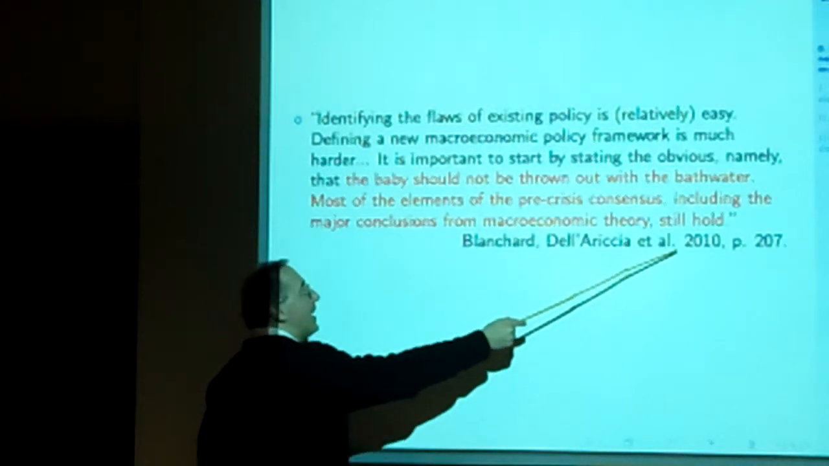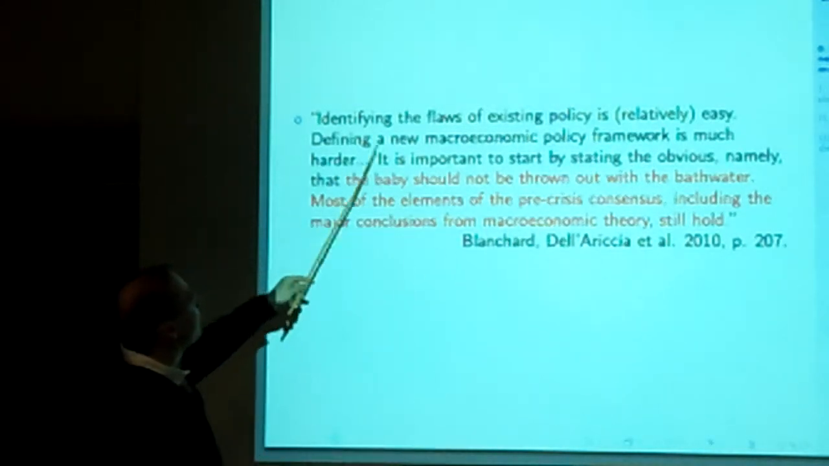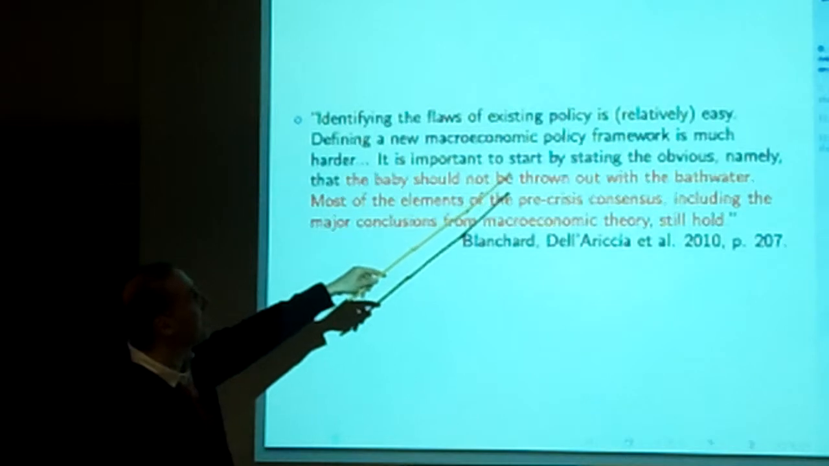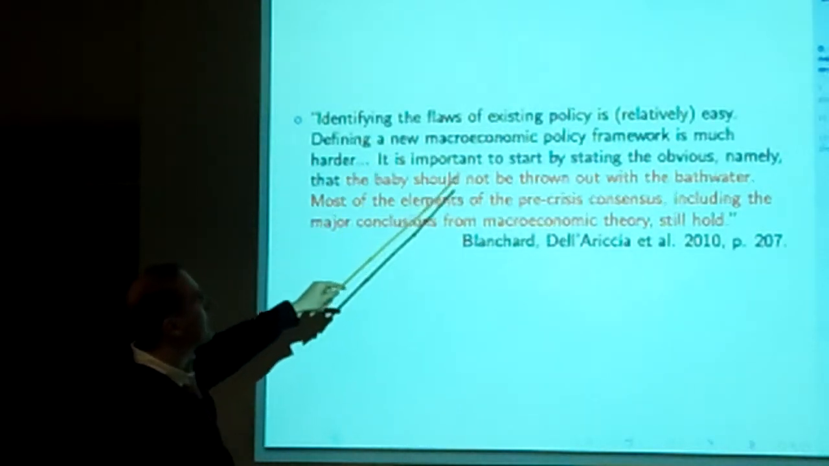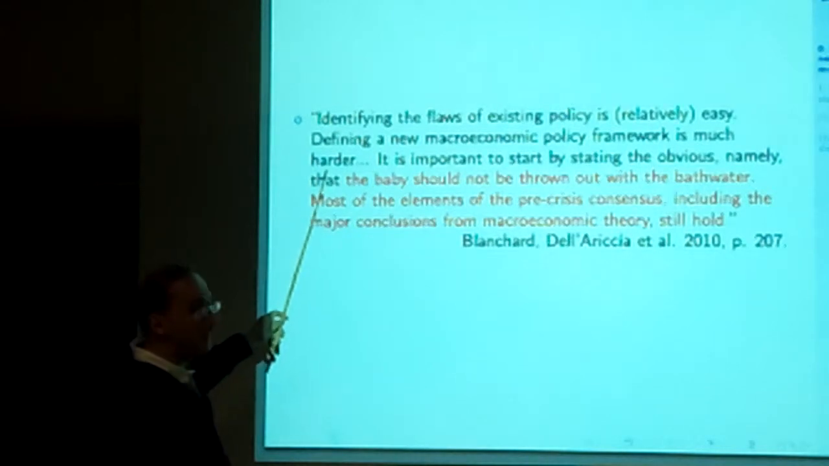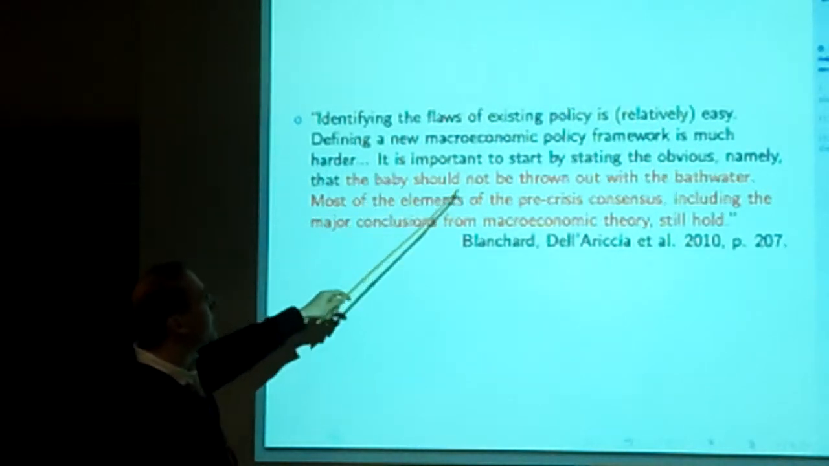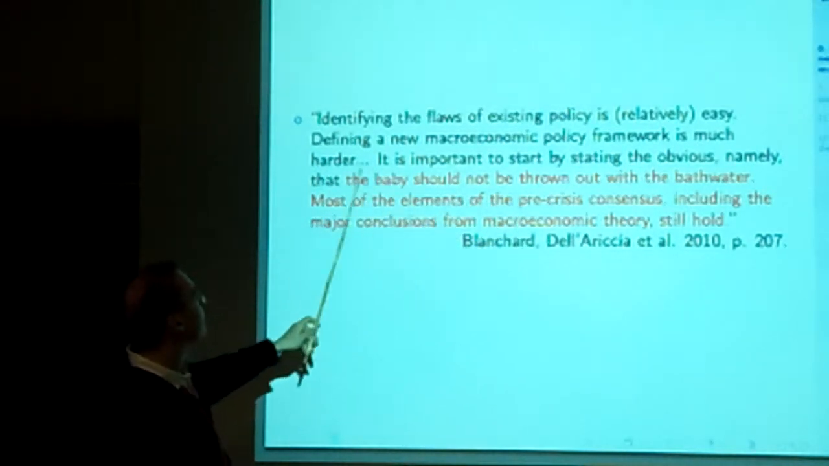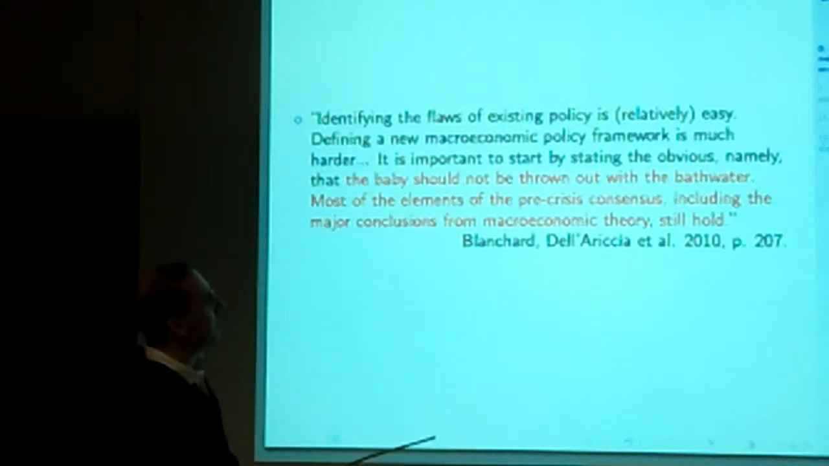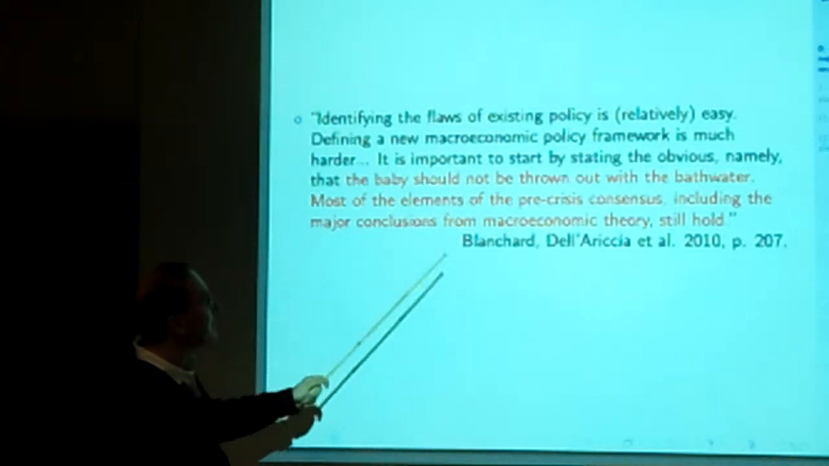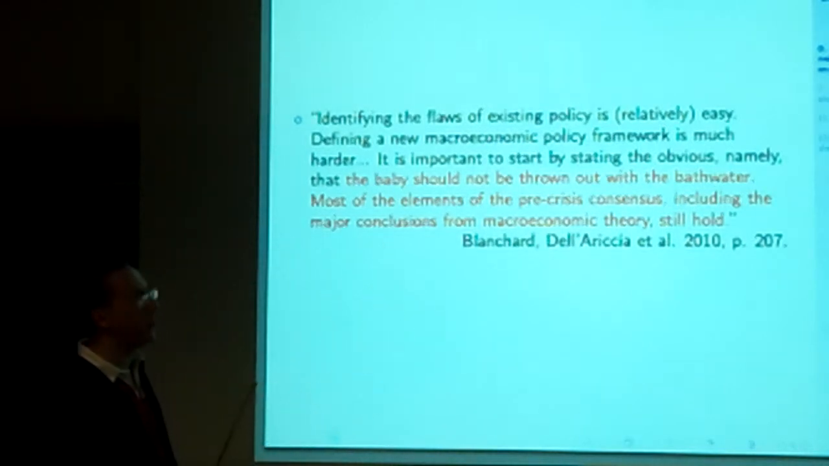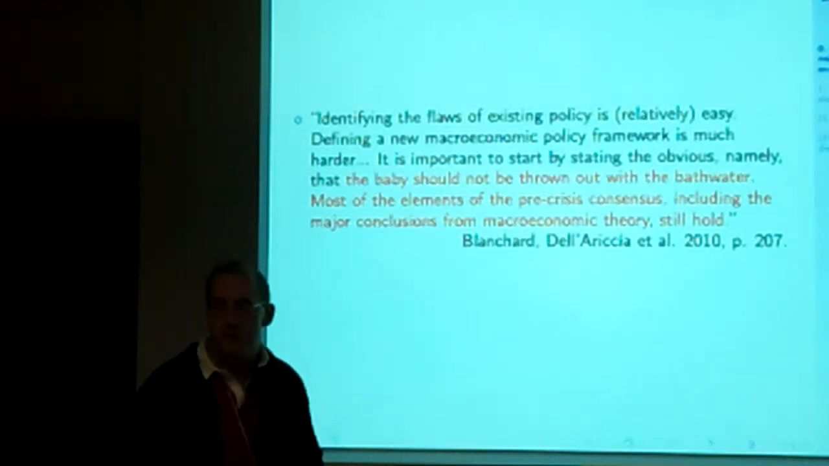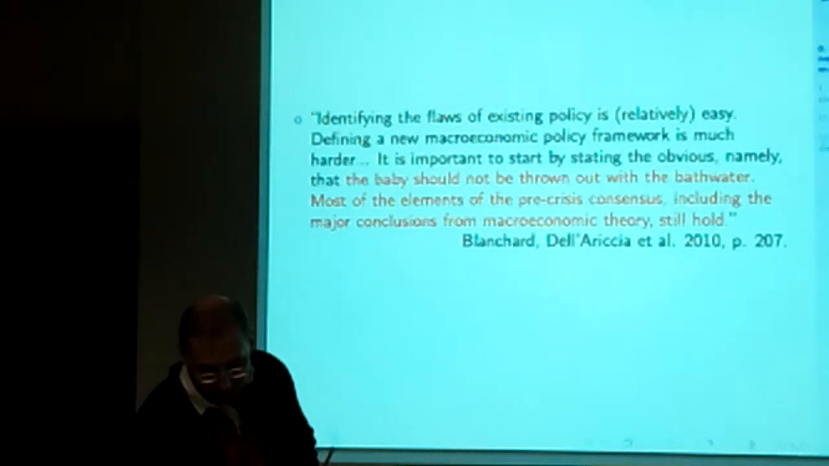Now 2 years after the crash, he wrote, identifying the flaws of existing policy is relatively easy. It's his opinion. Defining a new macroeconomic policy framework is much harder. This I agree. It is important to start by stating the obvious, namely that the baby should not be thrown out with the bathwater. Most of the elements of the pre-crisis consensus, including the major conclusions from macroeconomic theory, still hold. Okay? Whistling in the dark. Okay, no comment.